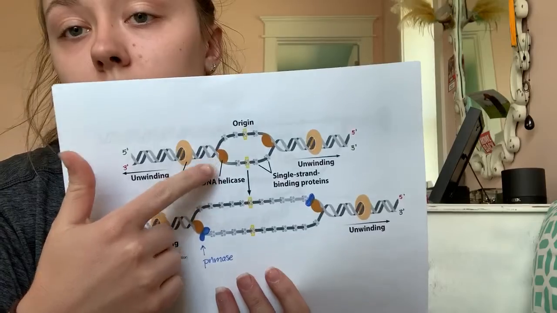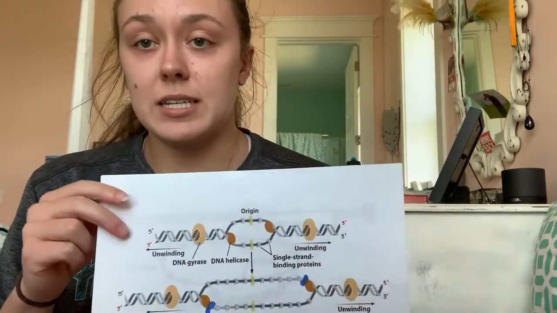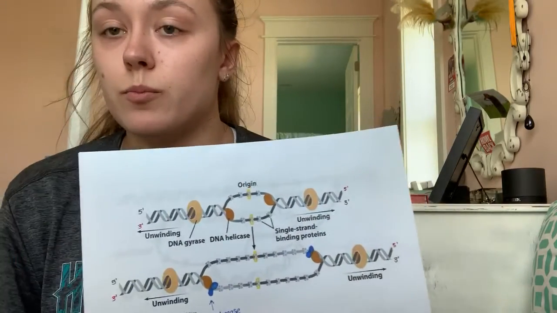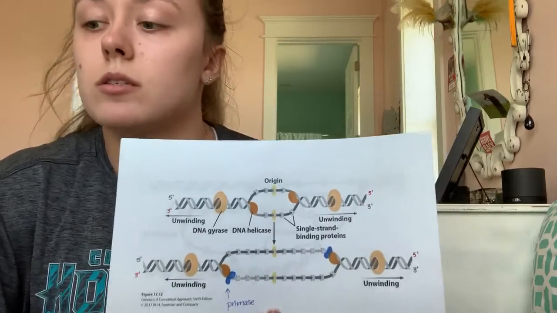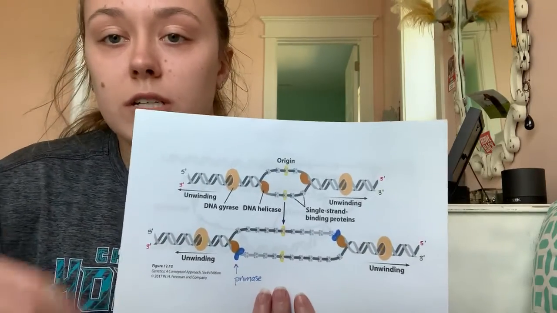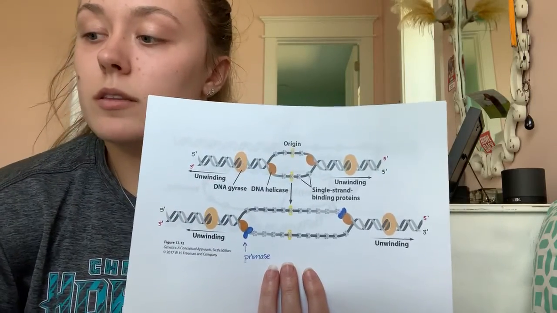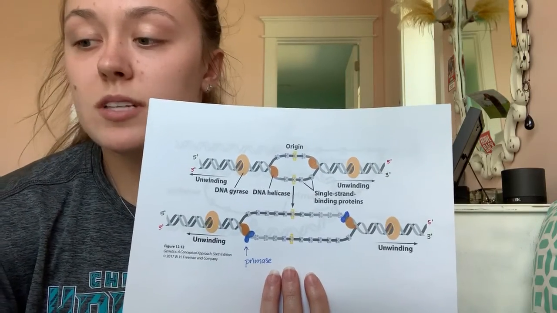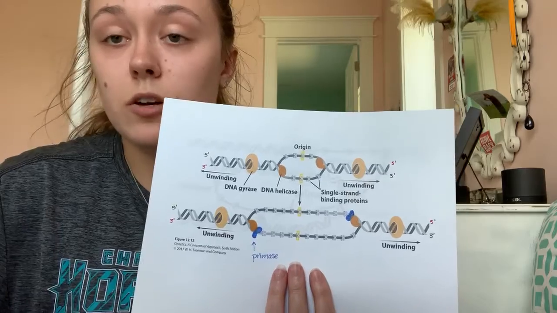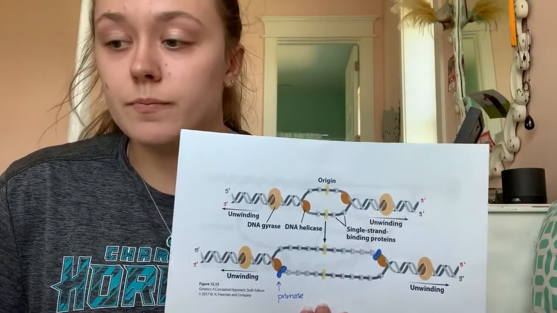Most important would be the DNA helicase, right here. That's responsible for unwinding the DNA double helix by breaking the hydrogen bonds. Next are the single-stranded binding proteins. They bind to the separated strands and are responsible for keeping them separated.